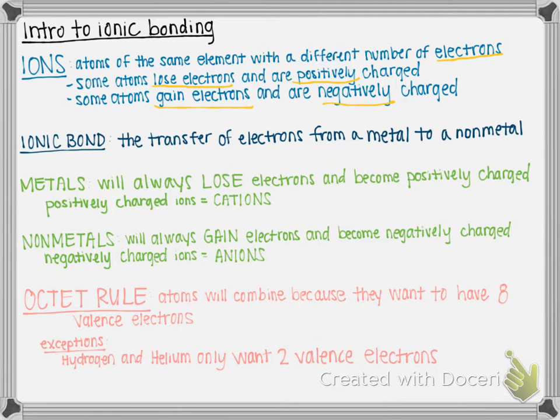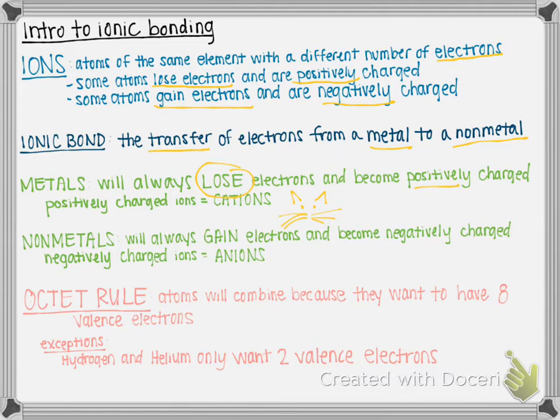An ionic bond is the transfer of electrons from a metal to a non-metal. Metals will always lose electrons and become positively charged. Positively charged ions are called cations. So if you think of cats, cats are a positive thing. There we go, little cat. Cats are a positive thing, so that's why positively charged ions are called cations.